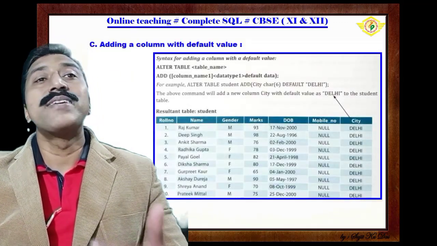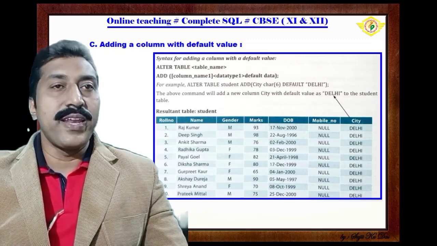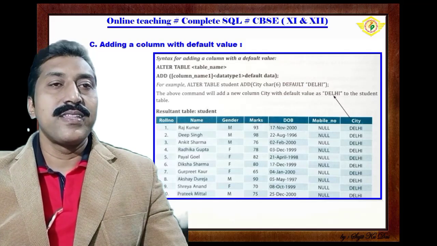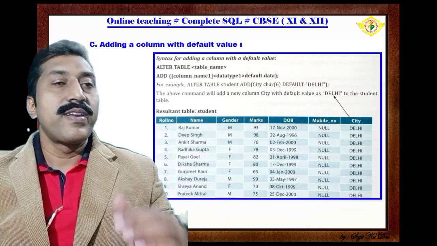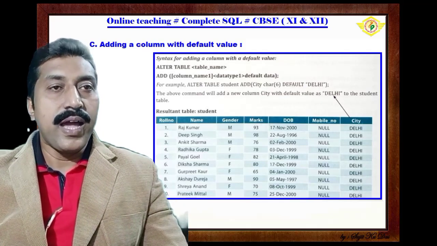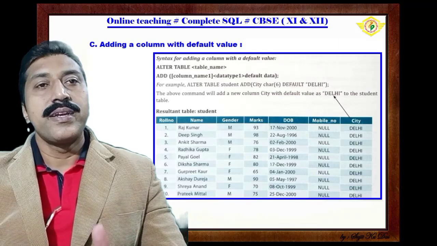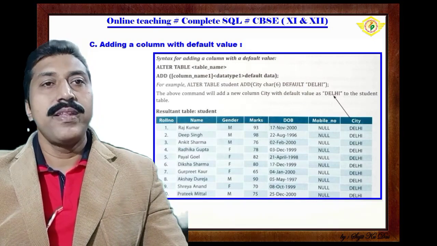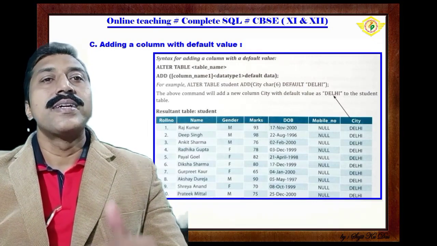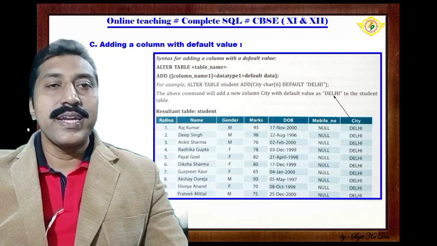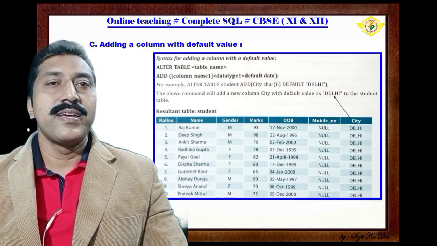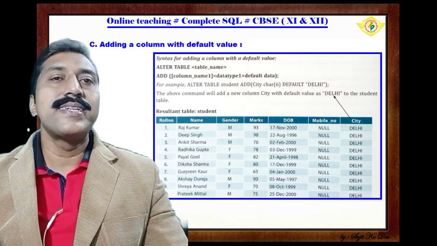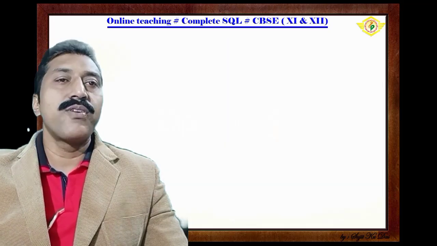Next, adding a column with a default value. Suppose we want to give some default value, meaning a value that is already present in the table. So we'll write ALTER TABLE table name ADD column name data type DEFAULT data. Example: ALTER TABLE student ADD city CHAR(6) DEFAULT 'Delhi'. That means by default the city Delhi will always come.